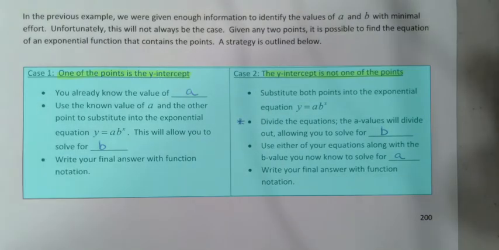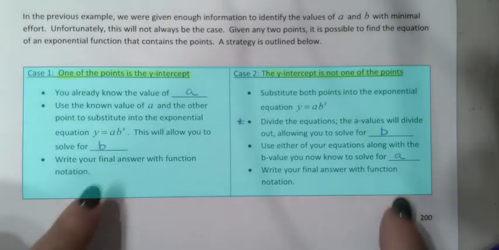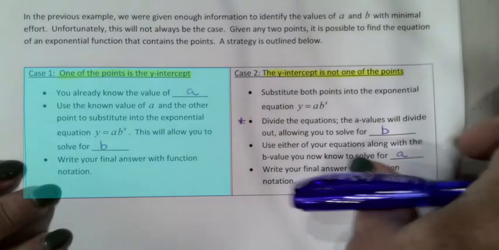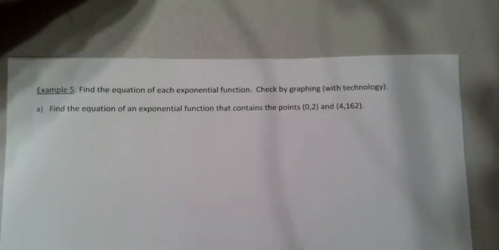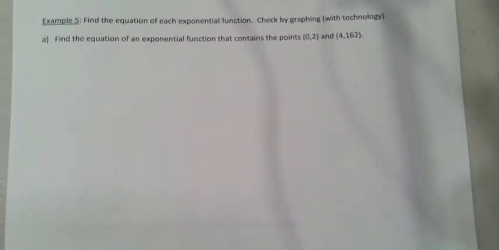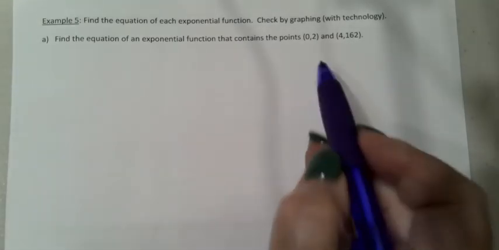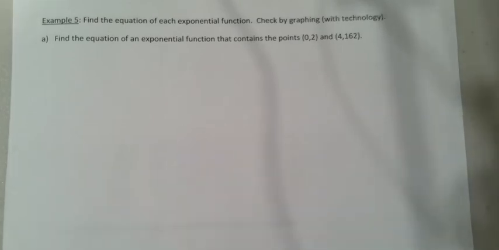Ultimately, though, keep in mind, anytime you're solving or finding an exponential function, you've got to find a and b. Let's look at some examples. In example 5, we'd like to find the equation of an exponential function that contains (0, 2) and (4, 162).